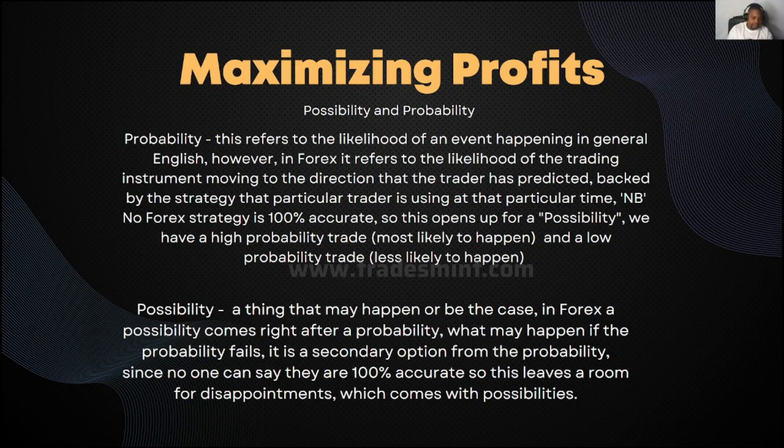And then a possibility. A possibility is a thing that may happen or may be the case. However, in Forex, a possibility comes right after the probability. A possibility is what may happen if the probability fails. It is the secondary option from the probability. Since no one can say their Forex strategy is 100% accurate, this leaves room for disappointments, which comes with what? With possibilities. I just really love this differentiation between the two words. I hope everyone who's reading this and listening to this will also enjoy the difference in between.